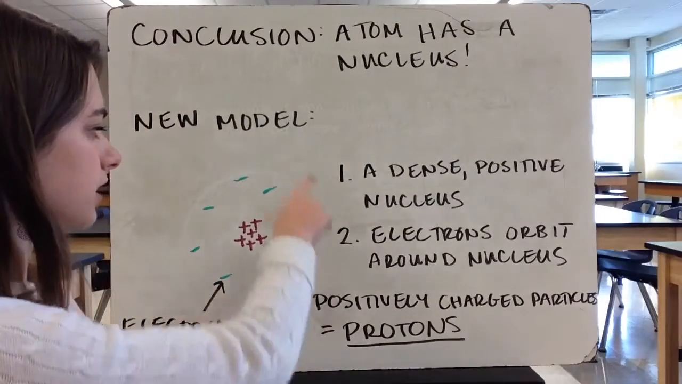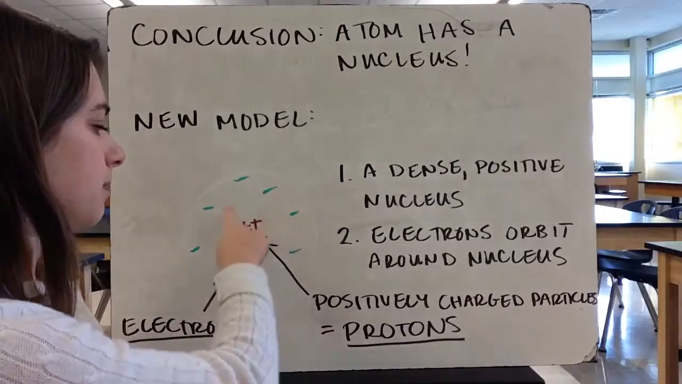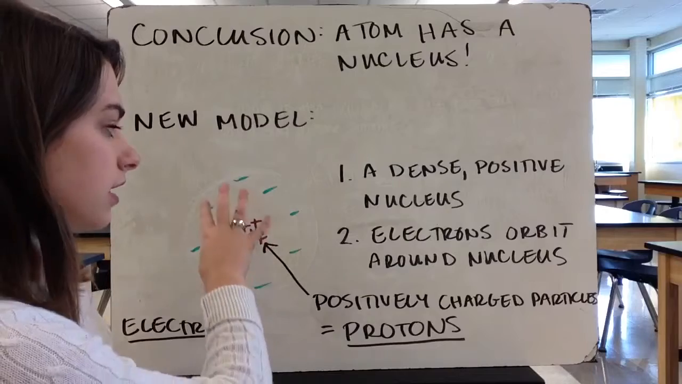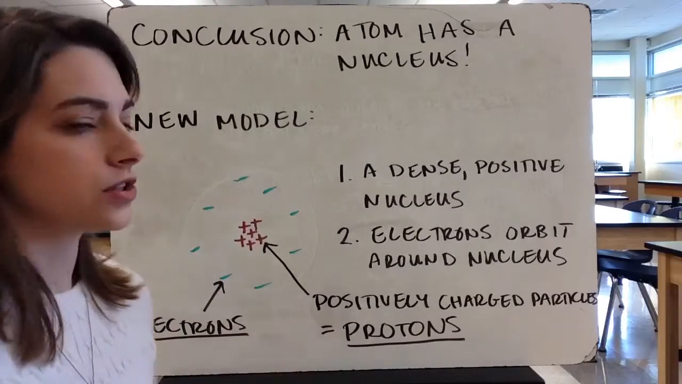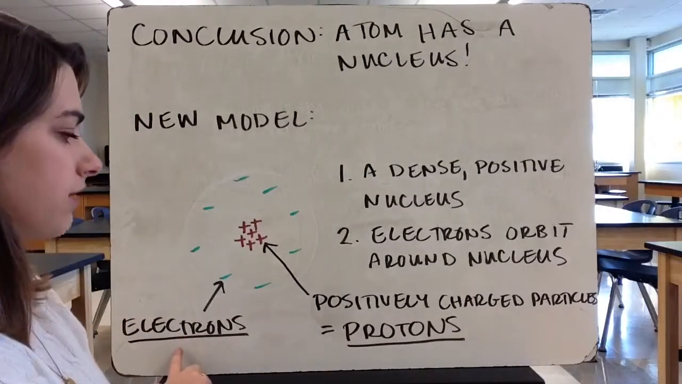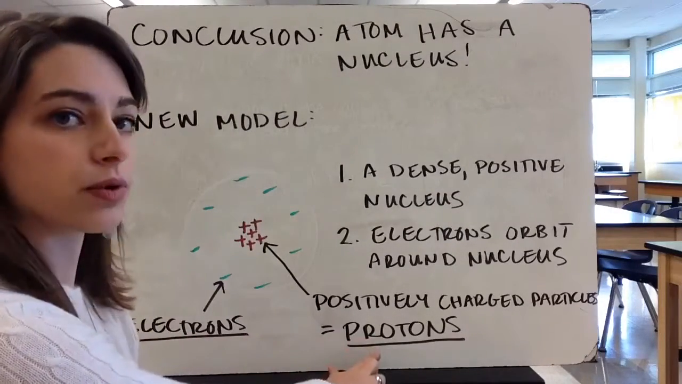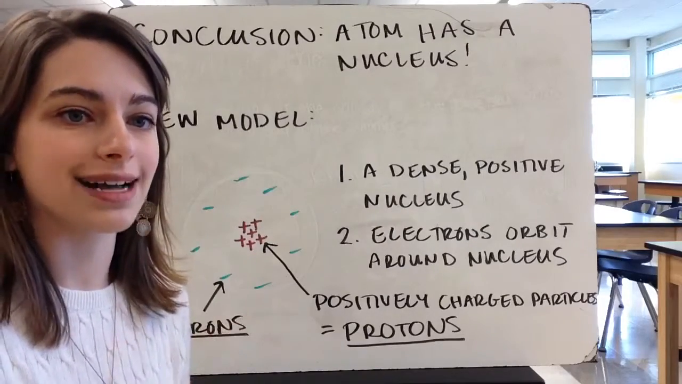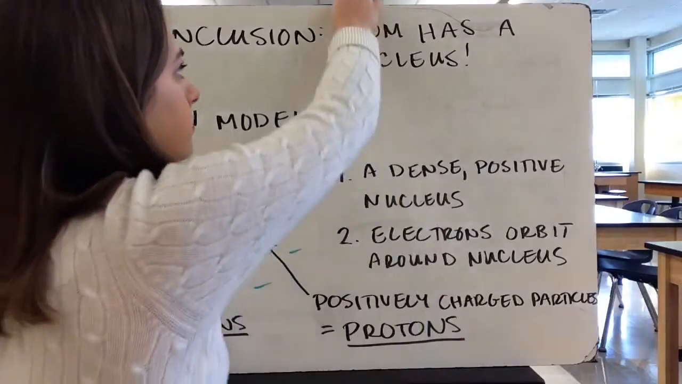So he said that the electrons were moving outside and the positive, the protons, were in the inside of the atom. That made up the nucleus. So we now have two subatomic particles. We have our electrons that we had from Thomson's model, and we have our protons. Those are the positively charged particles. So protons are positively charged particles.